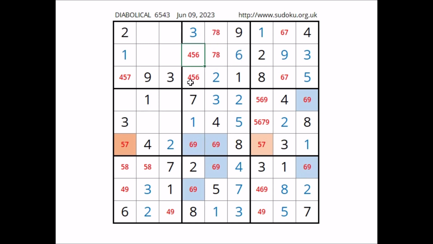Now, in this sector, in these two places, the numbers 4 and 5, okay? But look, in this place cannot be 5. We have 5 in this row. In this place has to be number 4. Okay, we have 4 here. In this place has to be number 5. Okay.